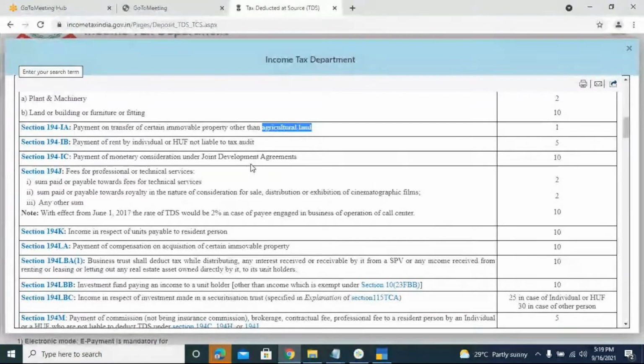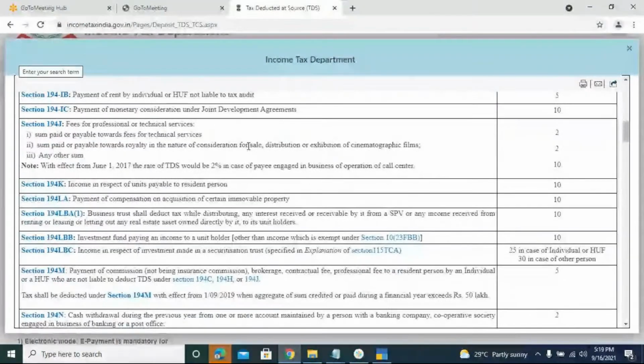Monetary considerations under JDA, joint development agreements, we have 10%. Yes, this is very, very important. Suppose there are professionals, fees for professional or technical services. So what TDS is applicable? It is 2%. For the others, of course, we have 10%.